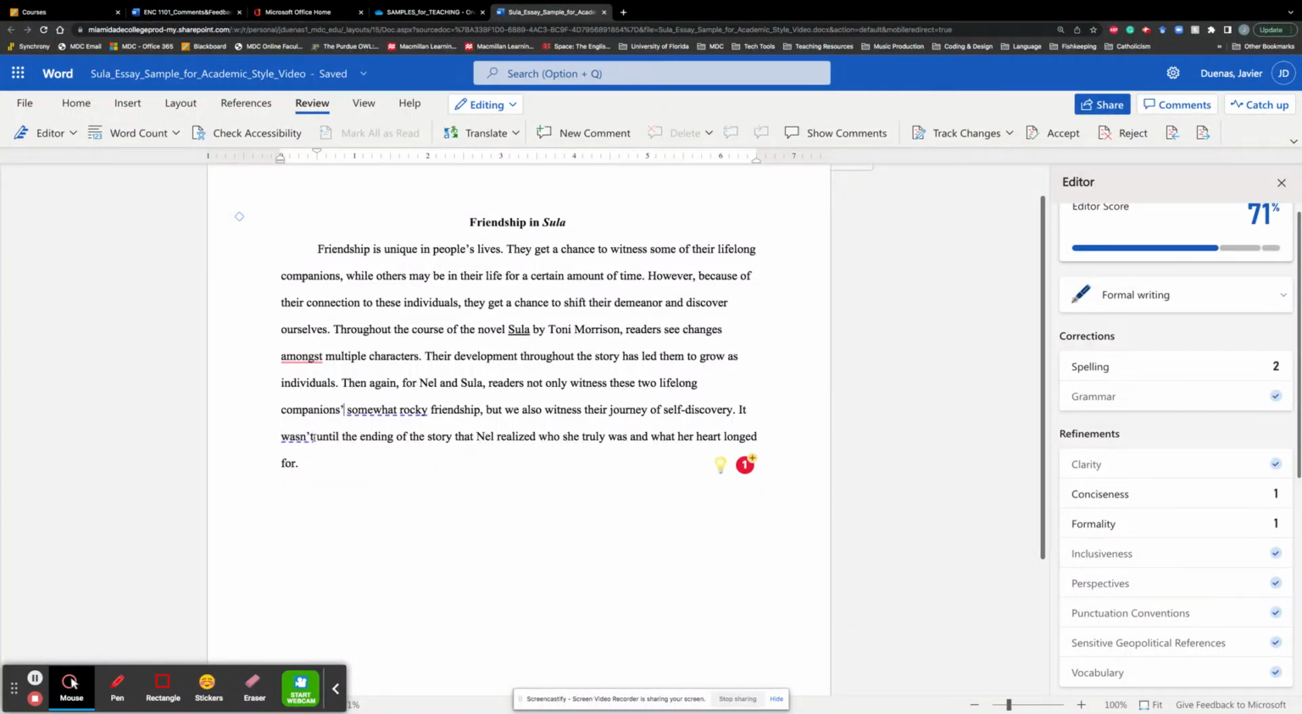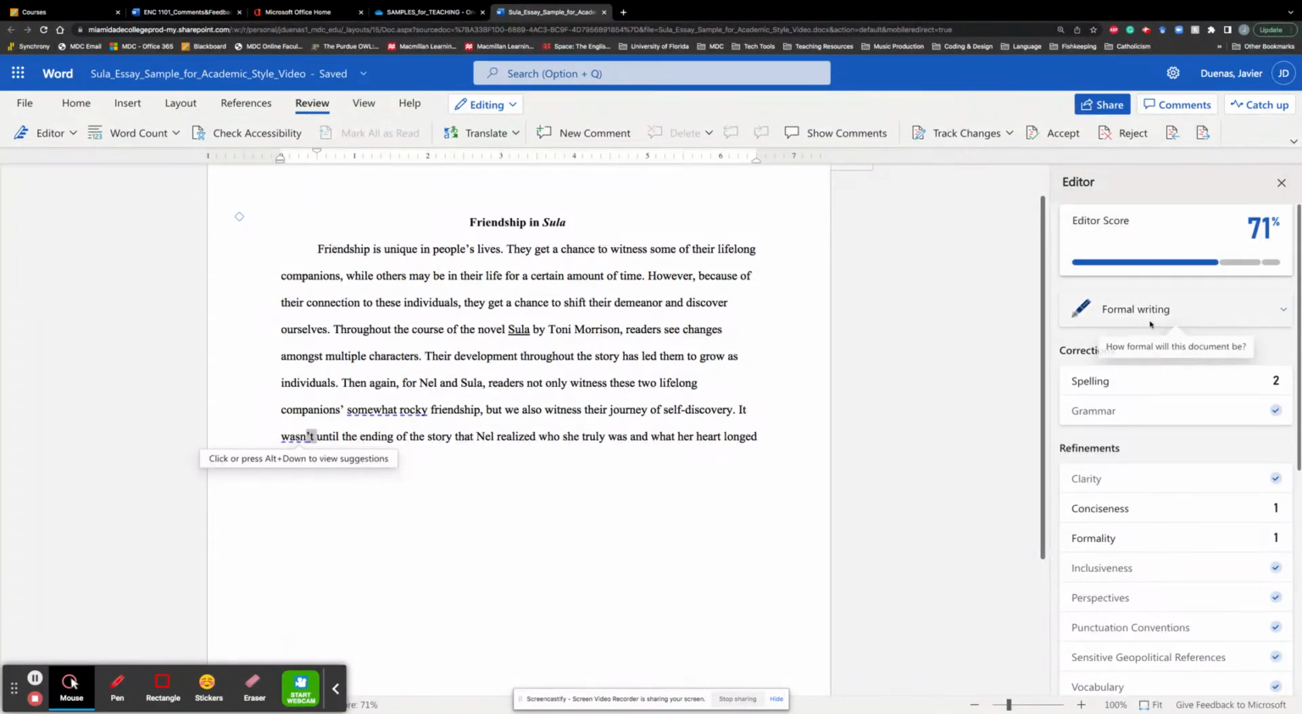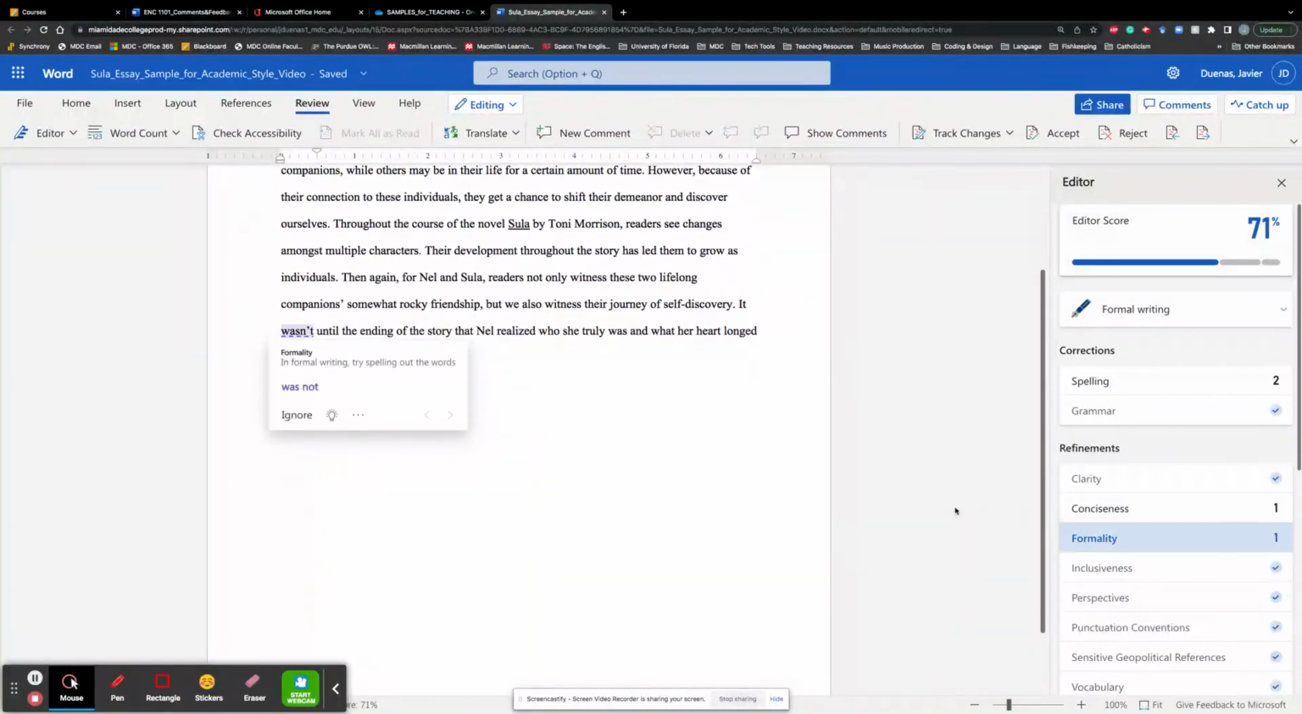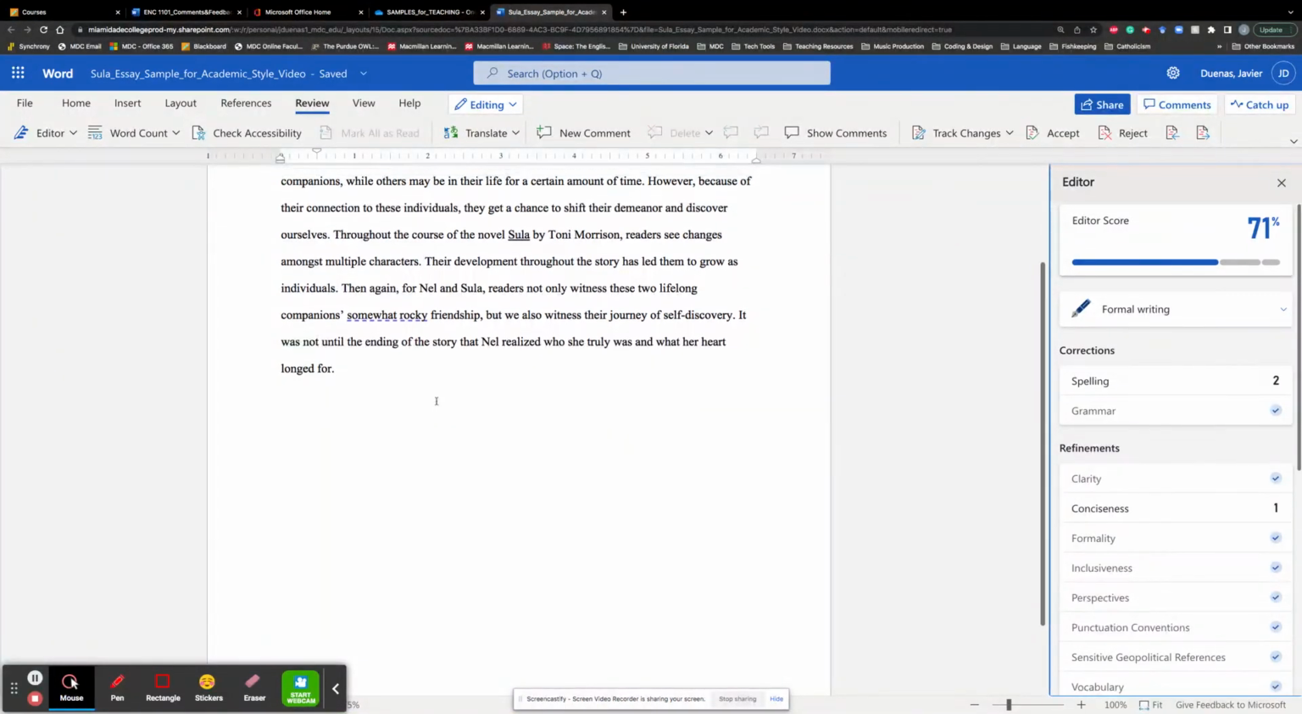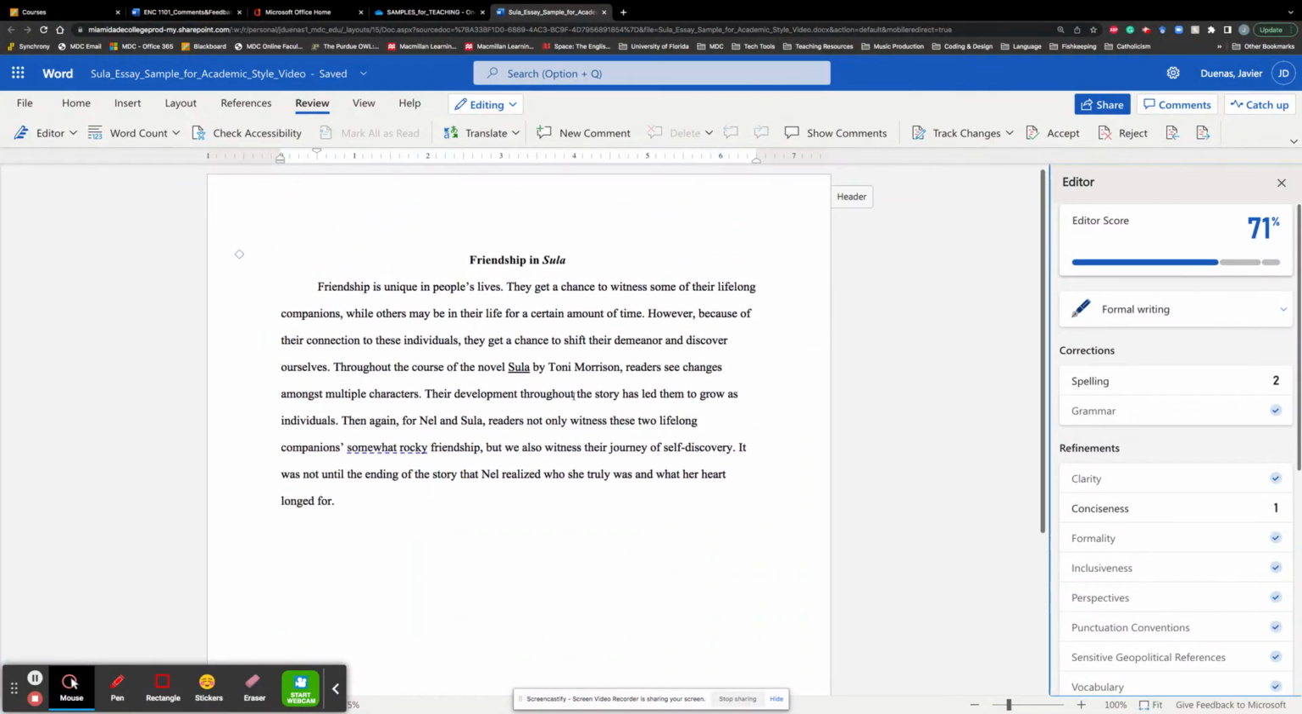And here's the last thing I want to talk about: contractions. It wasn't. You notice here the editor score is telling me 71. If I check for formal writing, I'll let the computer tell you, but check for formality here, and it tells me to change wasn't to was not. Remember what I mentioned at the start of the video. Do not use contractions. Now, if you read this, there are improvements we can make in this, but we have greatly improved this introductory paragraph by simply eliminating contractions and eliminating first and second person pronouns. There weren't any second person pronouns, no you.